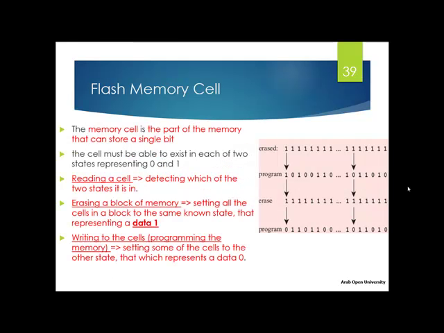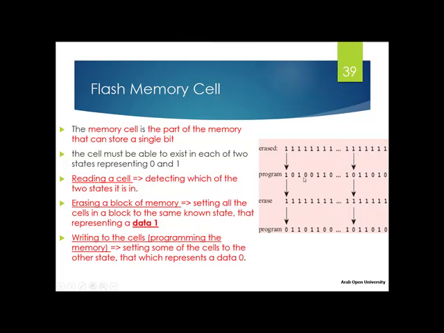So let's have a look at how reading and writing are done in a flash memory cell. Reading a cell is done by detecting whether the cell is in state 0 or 1. Reading means we read the content of the cell and identify whether it is 0 or 1, given that a cell exists in one of these two states. When we erase a cell, we set all the bits to 1, and this is mainly related to the transistors used in the cell that we're going to see in a few slides.